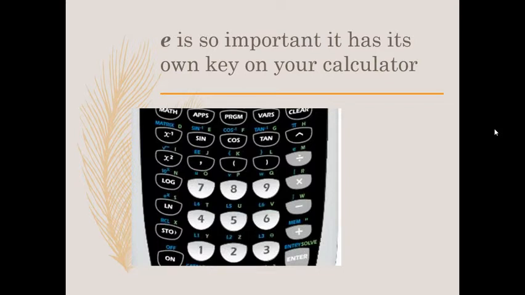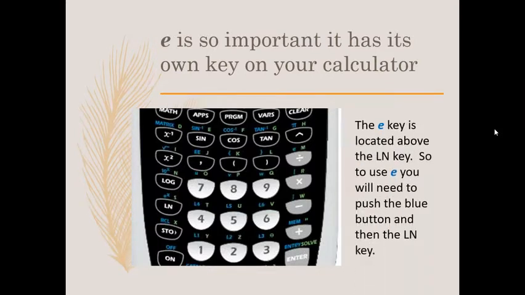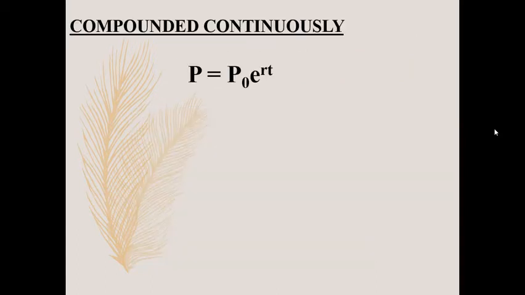Here's a picture of your calculator. The e key is located above the LN key. So to use e, you will need to push the blue button and then the LN key.